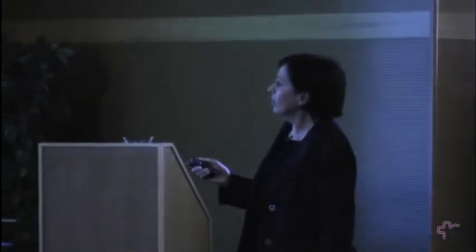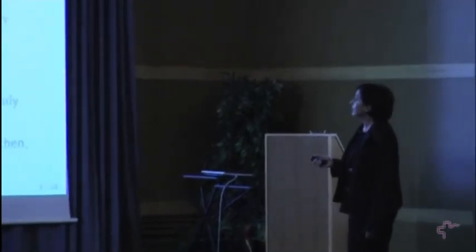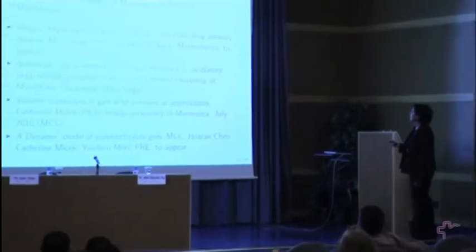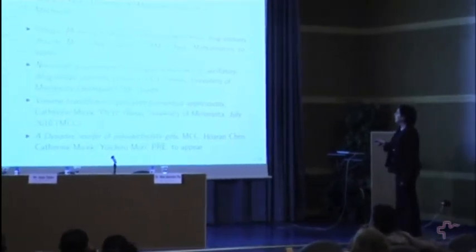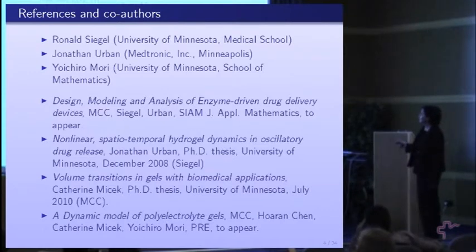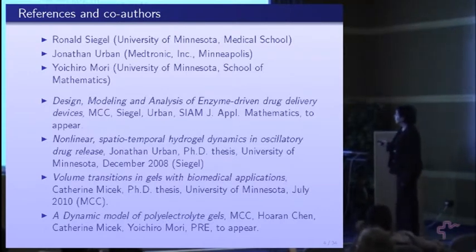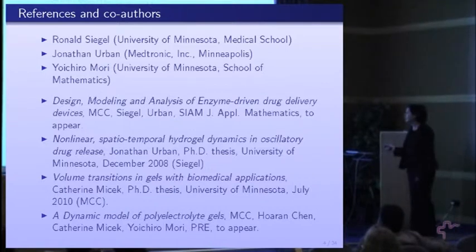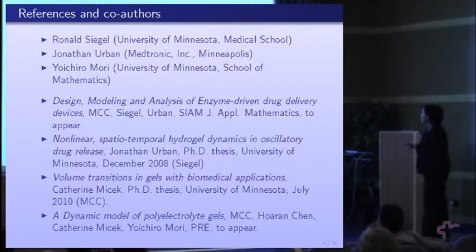This is a result of teamwork with different people based at the University of Minnesota. Dr. Siegel is a pharmacist, medical doctor at the medical school. Then Jonathan Urban is a scientist at this company, Medtronic, in Minneapolis, where some of our problems are coming from. And then Dr. Mori is at the University of Minnesota, also at the School of Mathematics. He is a medical doctor and a mathematician, so I've learned physiology and a lot of things from him. And so we published some articles together.